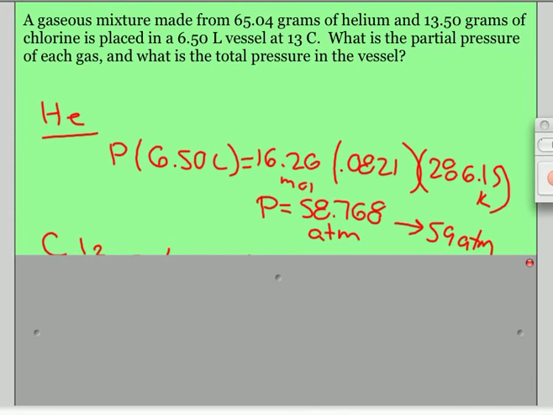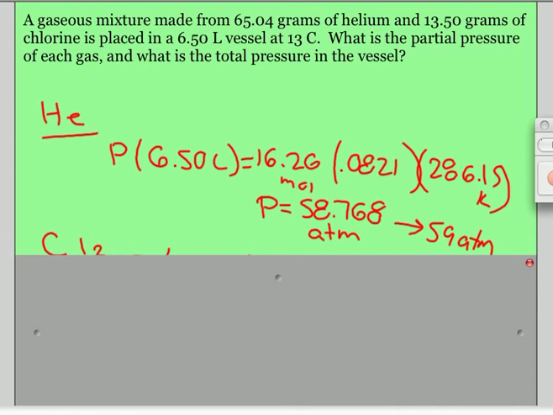We know it's in a 6.50 liter vessel. They told us it was 65.04 grams. So I looked up the molar mass of helium, and that's 4, and I converted my grams to moles, and that's where I got my 16.26 moles. I could choose whichever R we wanted, but I like atmospheres, so I picked 0.0821. And the last thing I did is I converted my 13 degrees Celsius into Kelvin. So I solved PV equals nRT for P, and I got, with sig figs, 59 atmospheres. So there's a lot of helium, and it's exerting a lot of pressure, 59 atmospheres.